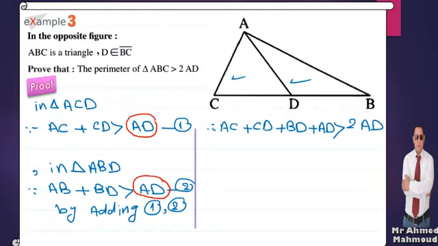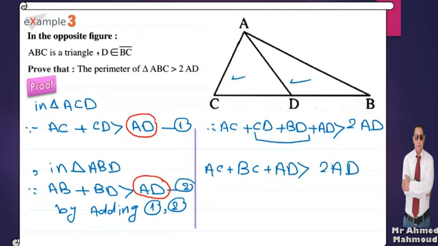Okay, here we have AC plus CD and BD. CD plus BD together give me BC and AD. Okay, it will be AC plus BC plus AD greater than 2AD. By looking carefully at the three sides AC, BC, AD, we find they are the lengths, the sides of triangle ABC. Okay, then I am going to replace the three sides with the perimeter.